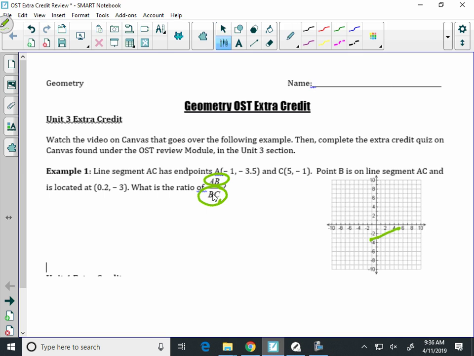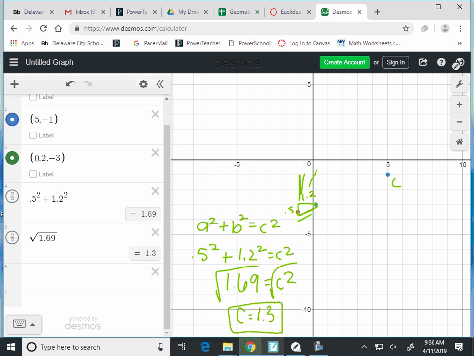So then we're going to find the distance at the bottom, which is, this was A, and this point was C, and this point right here was B. Okay? We're going to try to find AB over BC. So now I need to find the distance from here. Okay. Well, again, this point right here is at (0.2, -3). So I'm going up 1, 2. So the distance here is 2.